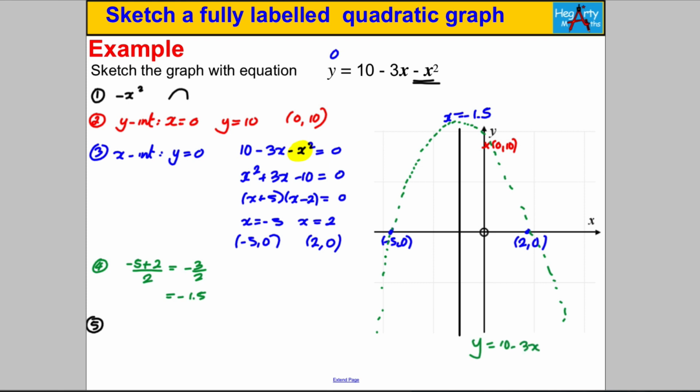The only thing I'm missing is to actually label the turning point here. So all I'll do is I'll substitute x is negative 1.5 into my quadratic. I would get y is 10, subtract 3 multiplied by negative 1.5, subtract negative 1.5 all squared. So that's just a case of you tapping that in the calculator really carefully and not making a mistake when you do that, and you would get yourself 12.25, and it kind of makes sense, it's got to be higher than this 10. So therefore the turning point is at negative 1.5 and 12.25.